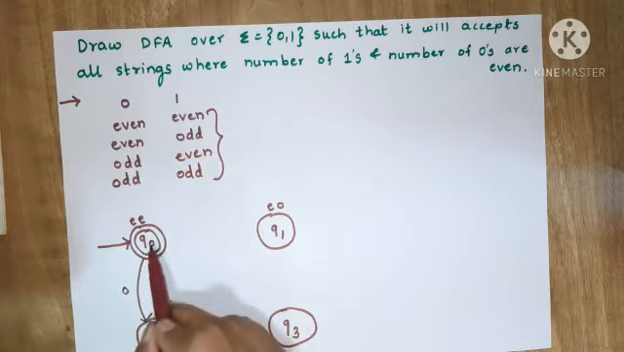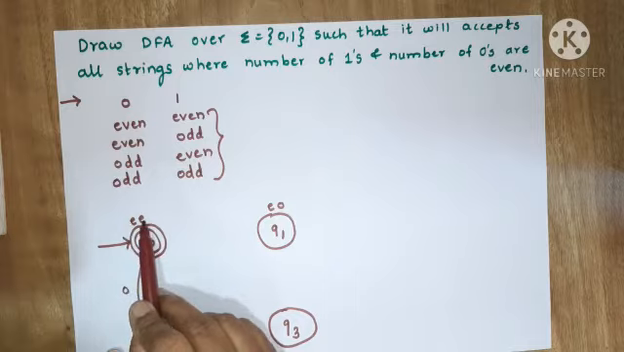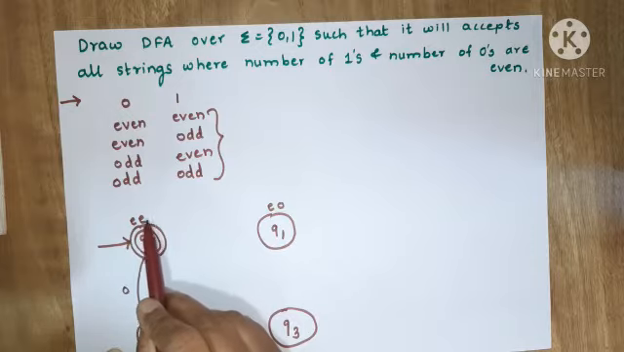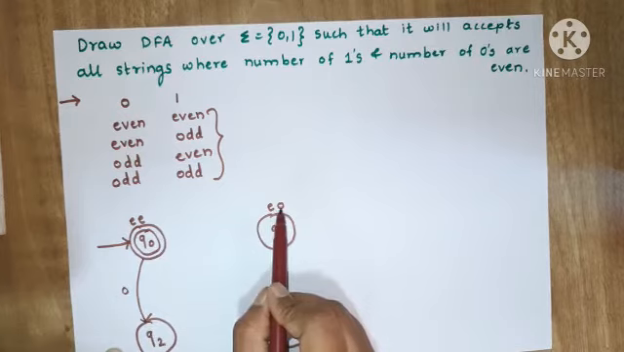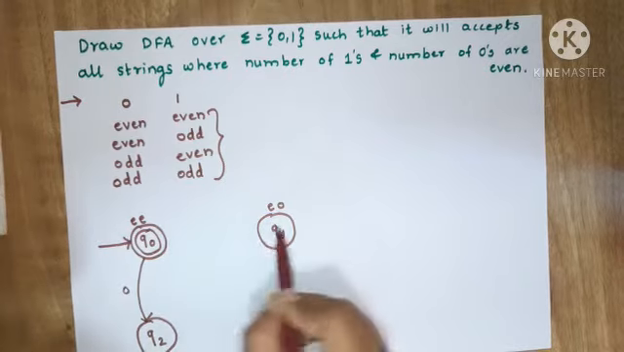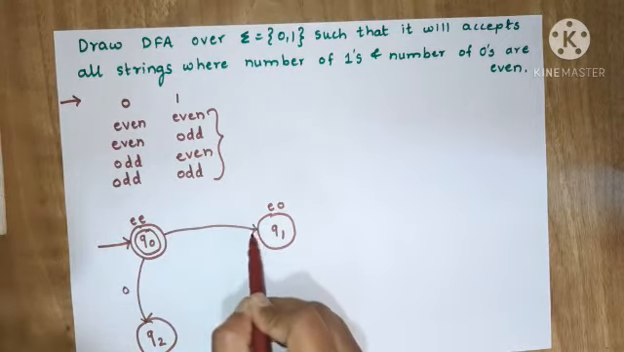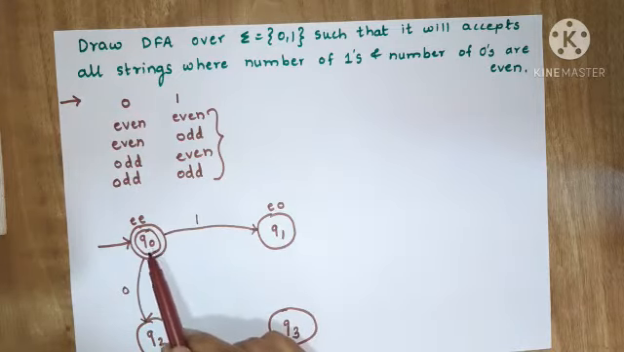Now Q0 state is representing even number of zeros and even number of ones. If I get one more 1 in this state, the number of ones is already even, so my number of ones will become odd. I will go to the state in which the number of ones is odd and the number of zeros is even. That is nothing but your Q1 state for 1. So we have completed the transitions for Q0.